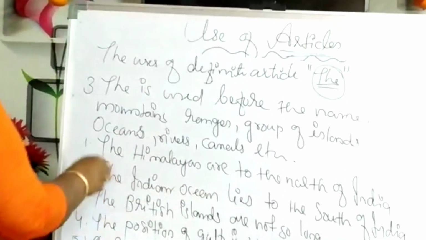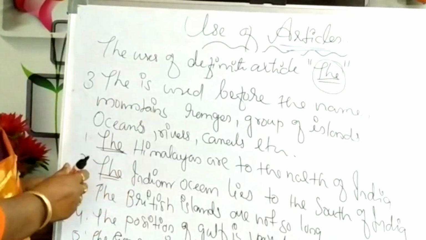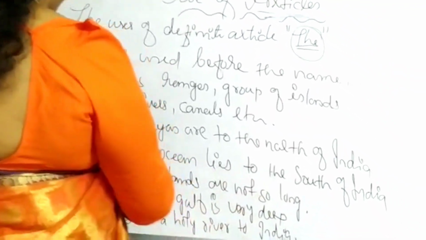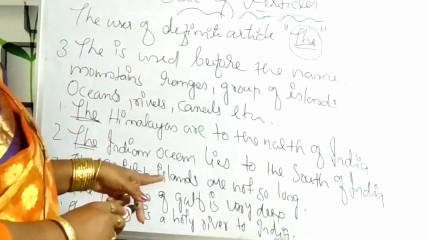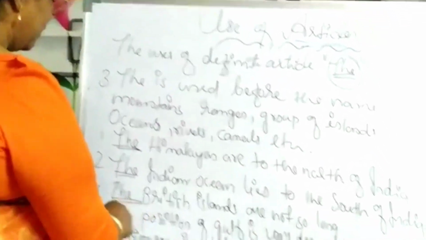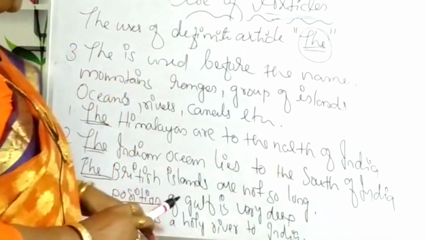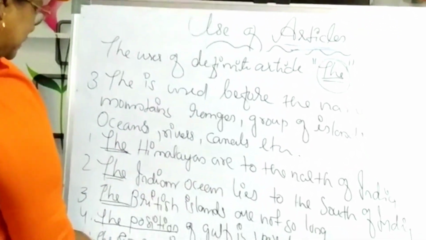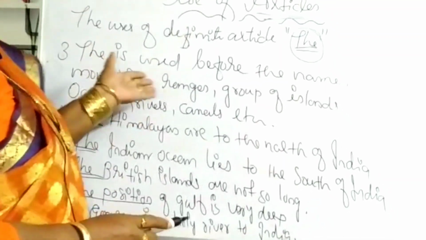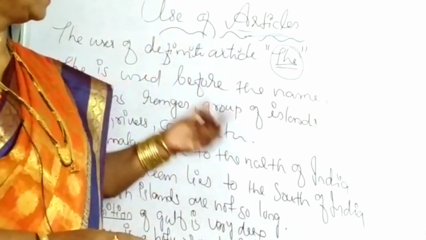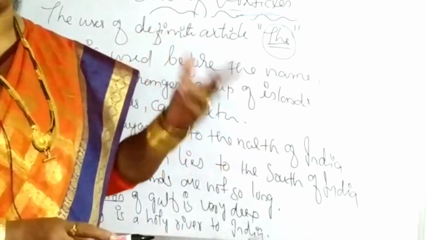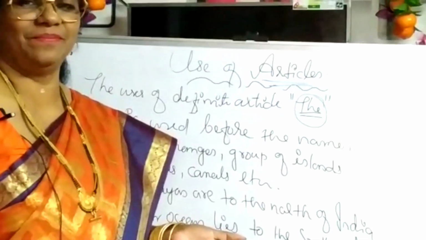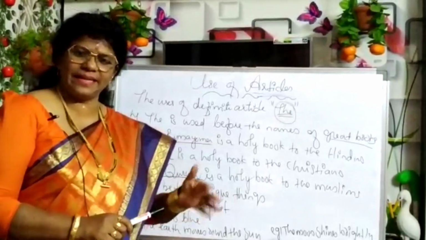Here all, what did we use? Here all, the we used. So, particularly we are talking about the Indian Ocean. Then, the British islands are not so deep. The position of the Gulf is very deep. The Ganges is a holy river to India. So, here all we use the, because we have to represent mountain ranges, group of islands, seas, gulfs, oceans, canals, rivers, etc. It's very easy, no? And it's very interesting to follow.